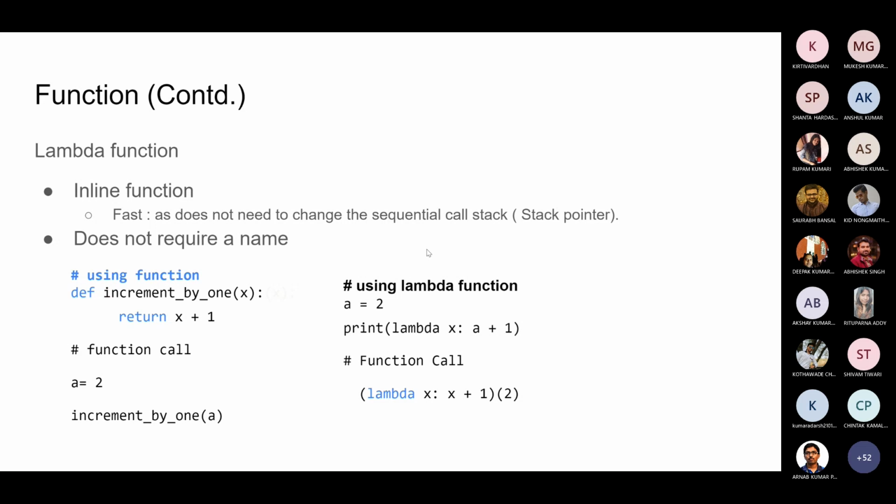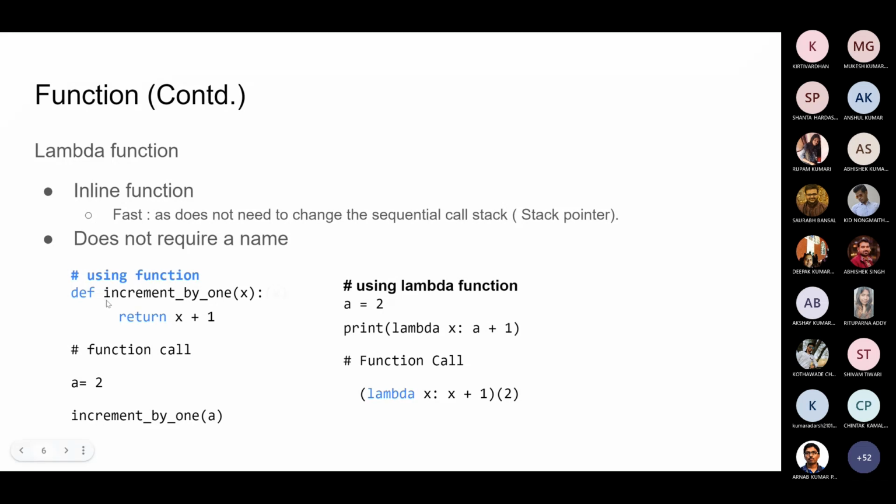A lambda function is a special function or an inline function. It is fast and doesn't need to change the context or the sequential call stack. For those who are from a programming background, there is a stack pointer which contains the address of the next instruction to be executed. We don't need to change the stack pointer if we are using a lambda function, and hence it becomes a little bit faster than regular functions.